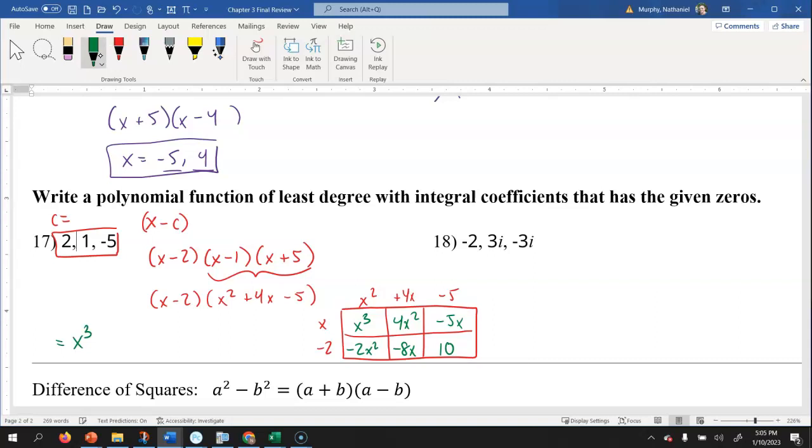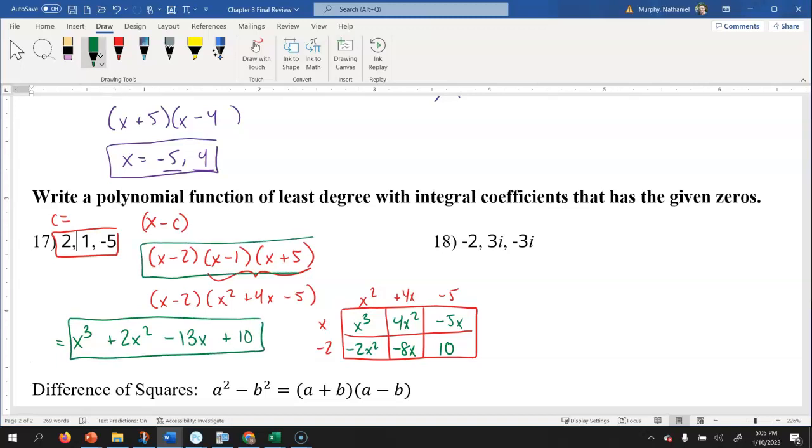So when we write this out, we have an x cubed. Our diagonals are oftentimes our like terms. 4x squared minus 2x squared, that's a positive 2x squared. X and a negative 8x, those add together to be negative 13x, then plus 10. So this would be our factored form. And the last answer is what we got in standard form.